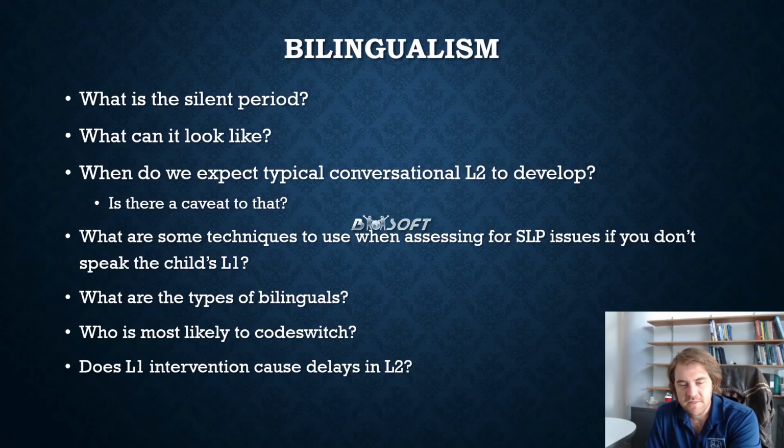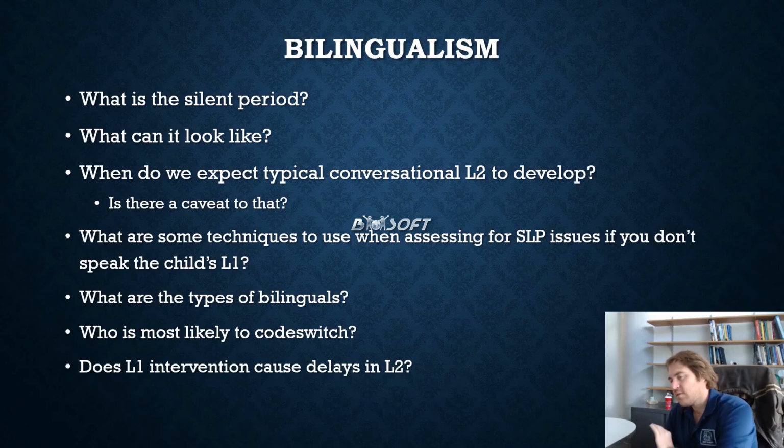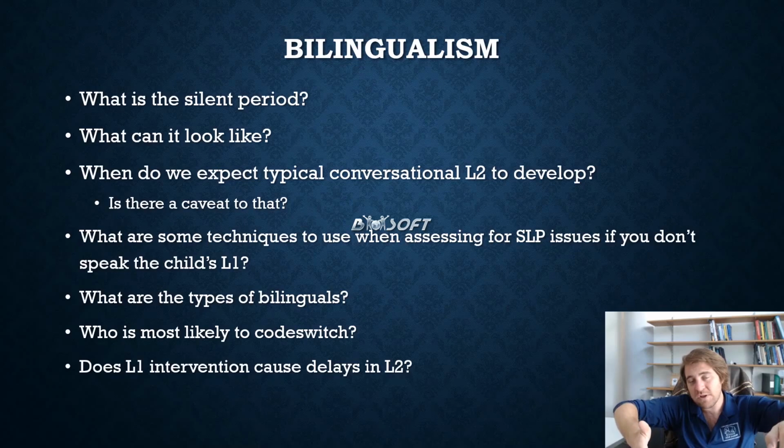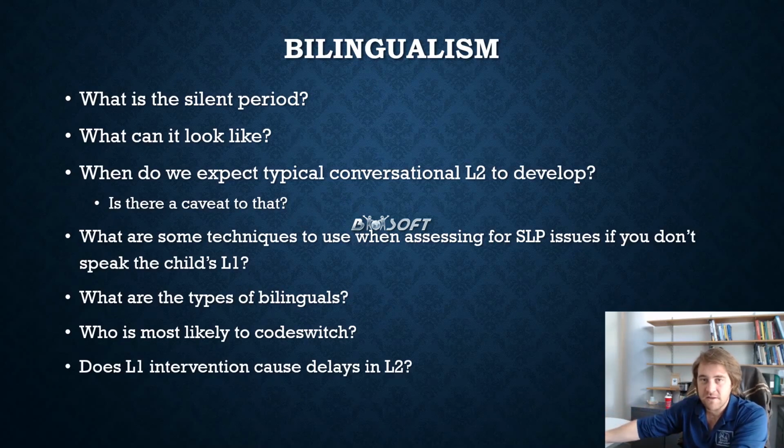Does L1 intervention cause delays in L2? There's absolutely no evidence of that. Again, L1 and L2 is good to know: L1 is your native language, and L2 is the one that you're trying to learn. But there's no evidence that if someone is a Spanish speaker, giving them intervention in Spanish delays their learning of English. As long as there are sufficient instances of both languages, they'll still develop. As long as they're getting a lot of practice in English, they'll develop English.